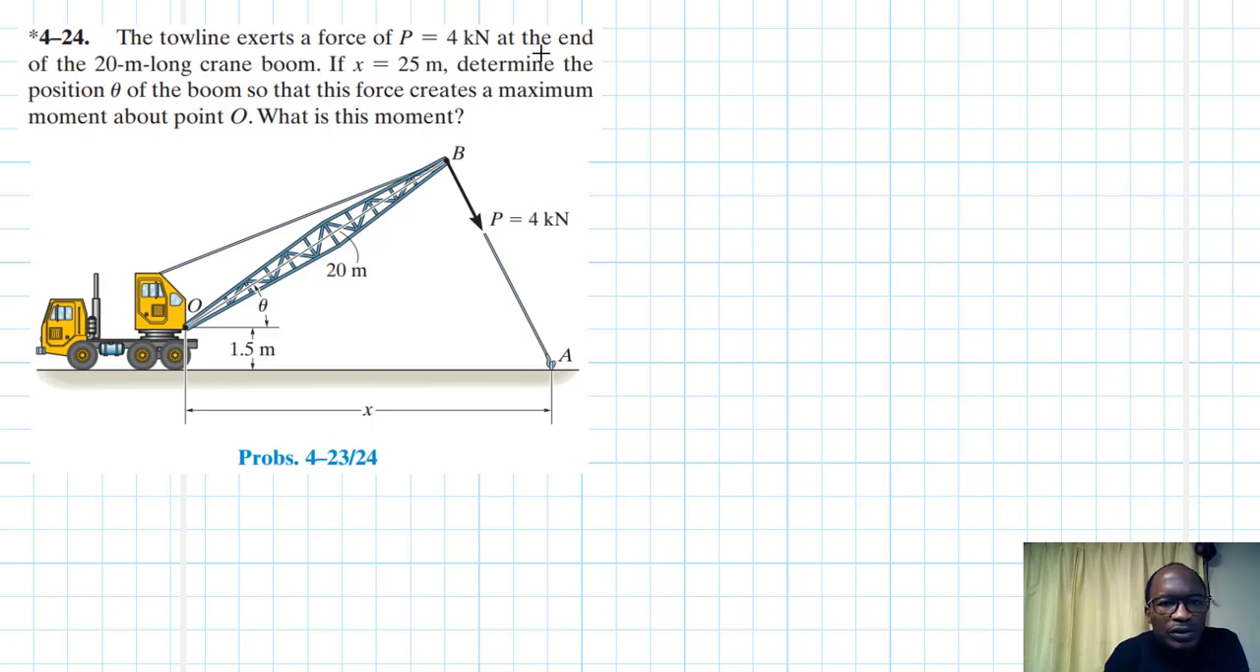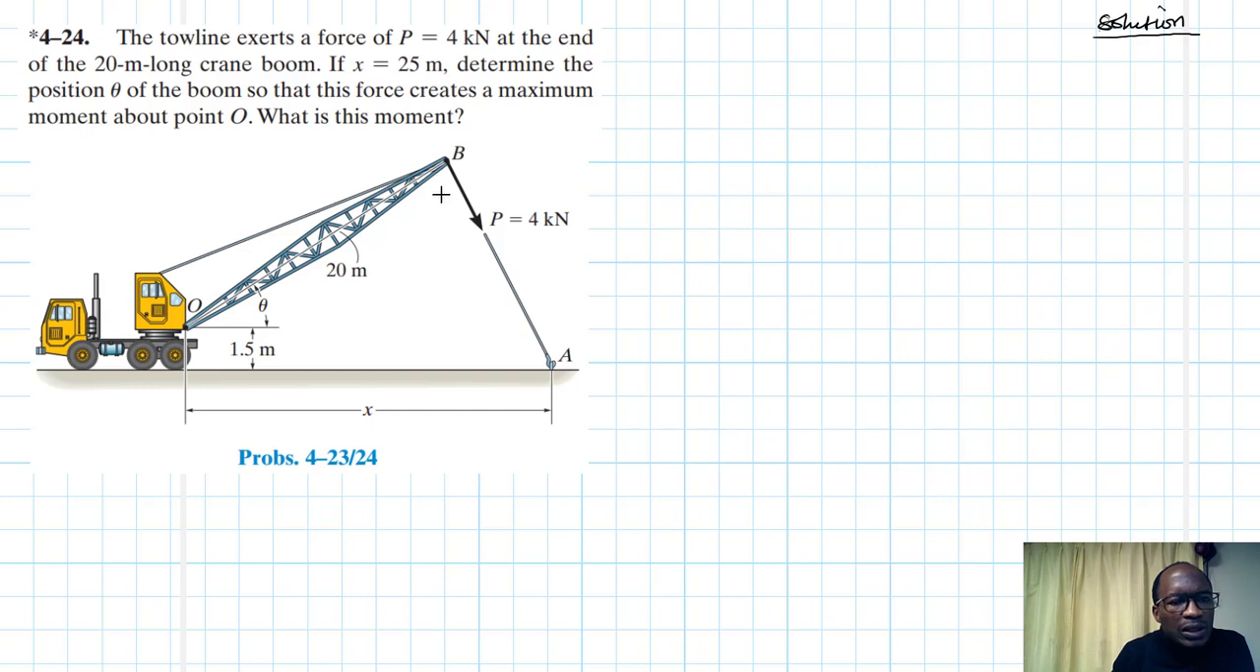Hello, I welcome you all to this another interesting screencast, and the problem reads: the towline exerts a force P equal to 4 kilonewtons at the end of the 20-meter long crane boom. If X is equal to 25 meters, determine the position theta of the boom so that this force creates a maximum moment about point O. What is this moment? This problem is coming from the Engineering Mechanics Statics textbook, 13th edition by R.C. Hibbeler.